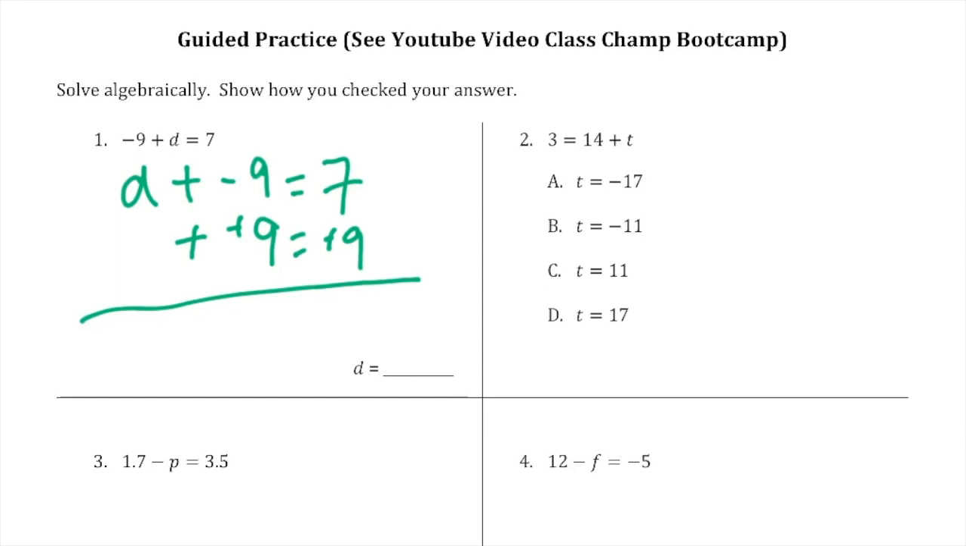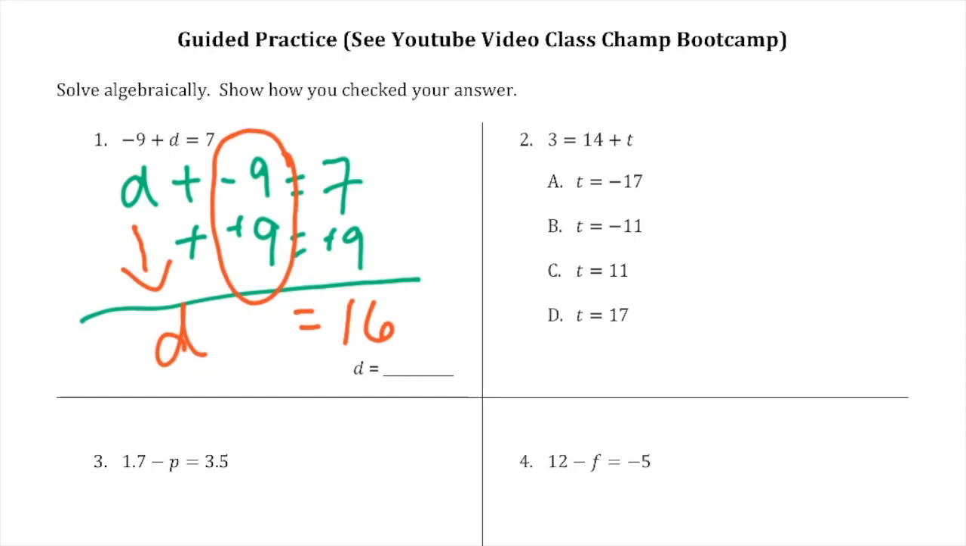Now, what do you notice after I've added the opposite? Right. By adding the opposite, we formed 0 pairs. So -9 plus +9 is equal to 0. I'm going to bring down D. The -9 and +9 cancel out because it's equal to 0. And 7 plus 9 is 16. So D is equal to 16.